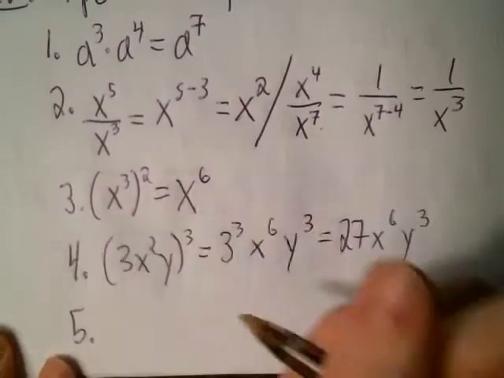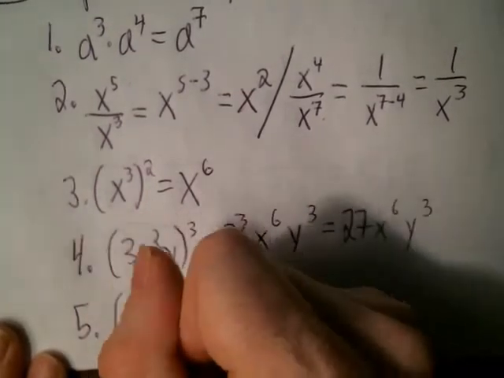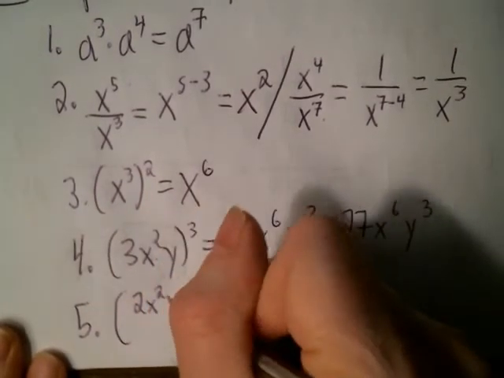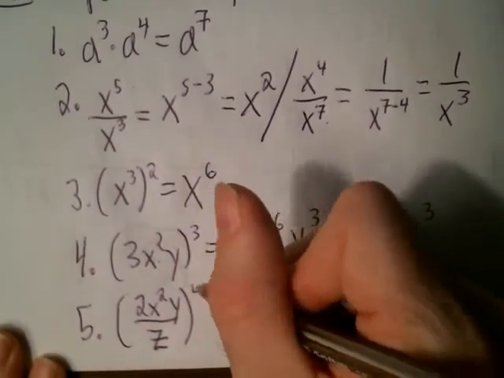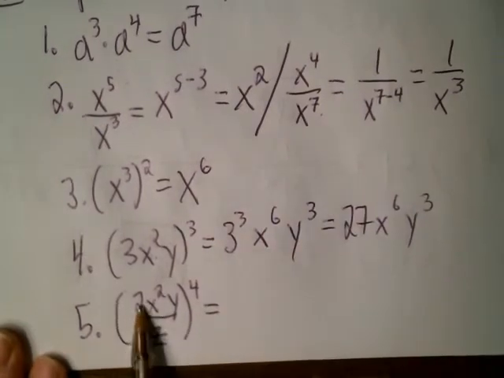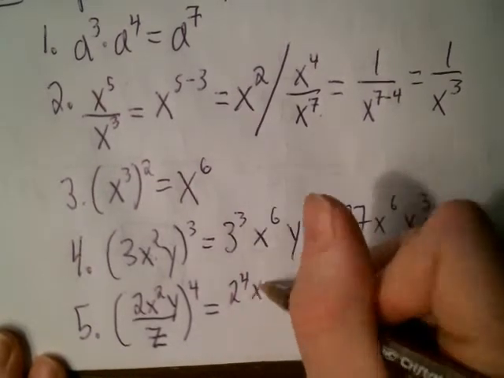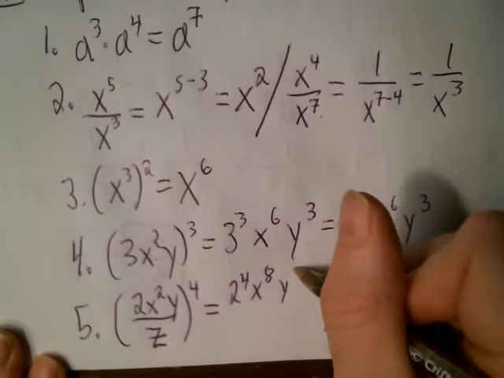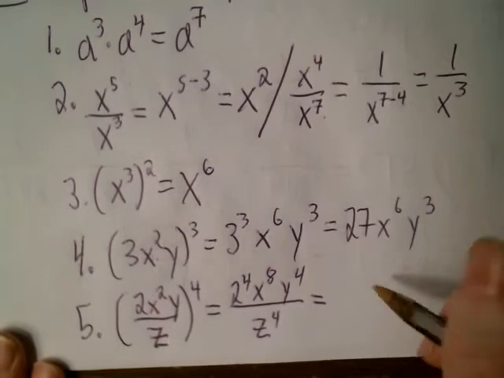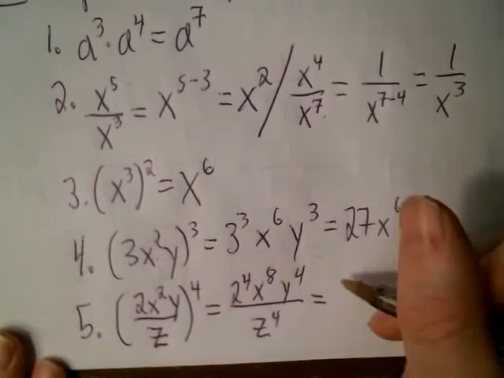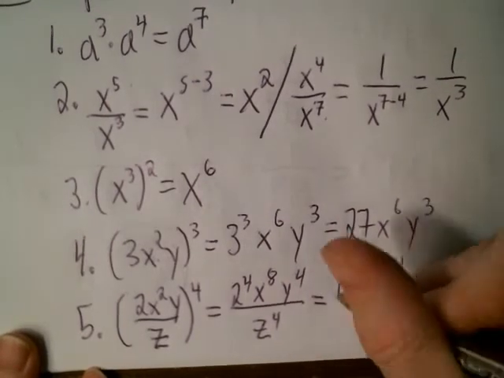The last one is quotient to a power. It's pretty much the same idea as this, except you have a fraction. So let's try 2x squared y all over z, and we raise it to a power, let's say 4. Basically, you just go through and raise every individual factor to that power of 4. So you have 2 to the fourth, x to the 4 times 2 is 8, y to the fourth, all over z to the fourth. Then you can simplify this by multiplying out 2 to the fourth. 2 times 2 is 4, so it's 16, x to the 8th, y to the 4th, all over z to the 4th.